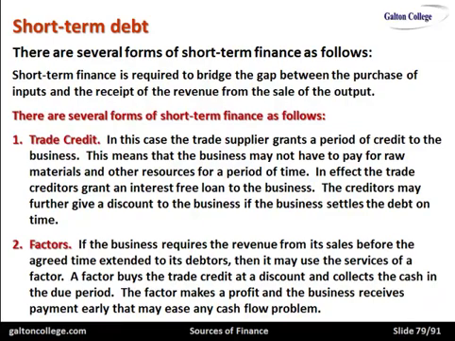So the factor will step in and buy the trade credit. In this way, the factor will make a profit and the business will receive a significant proportion of what it was due at the end of the month and will receive it early to enable them to continue in production. So factors exist to plug that gap as well.